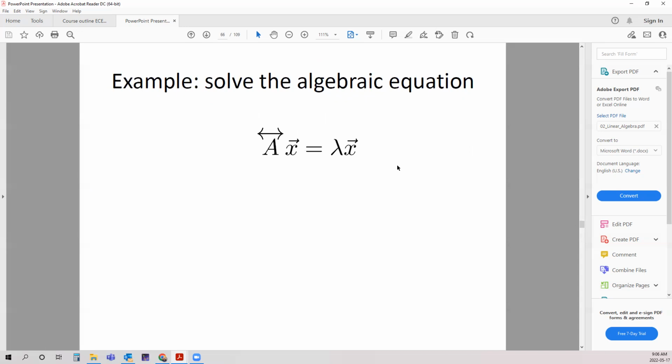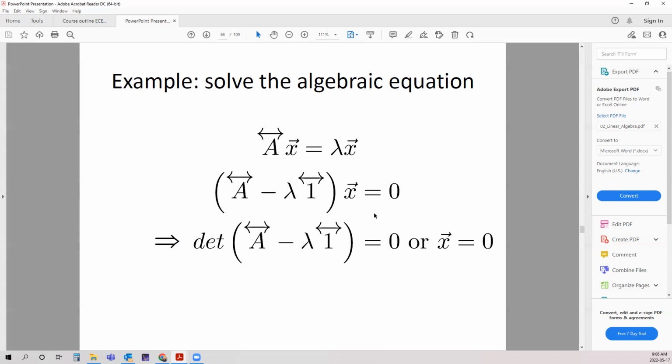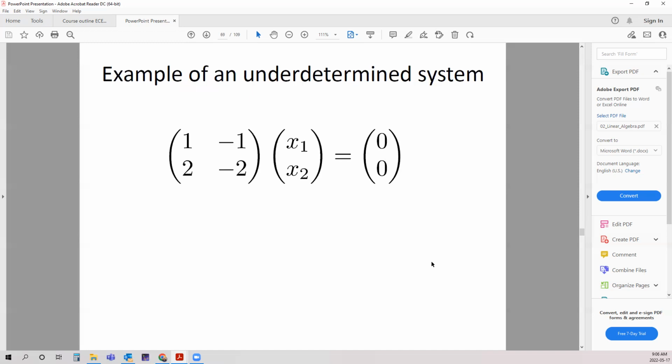Solve the algebraic equation. It is the matrix A minus lambda times the identity matrix, times the vector X equals 0. So the determinant is 0 or X equals 0. This is the solution for this one.